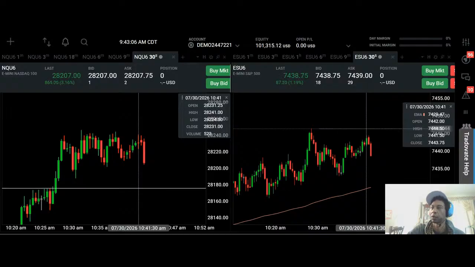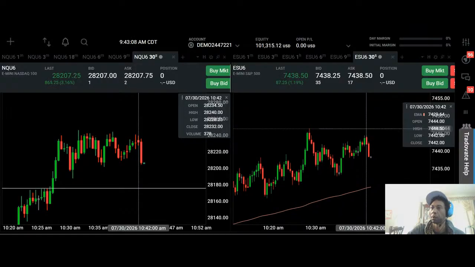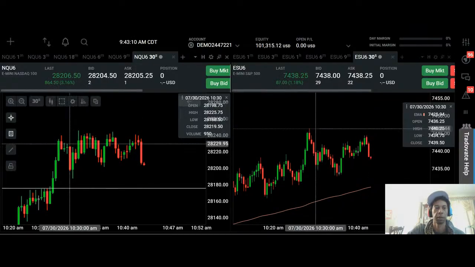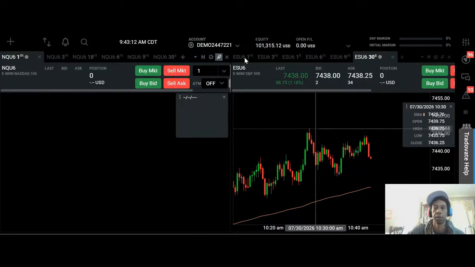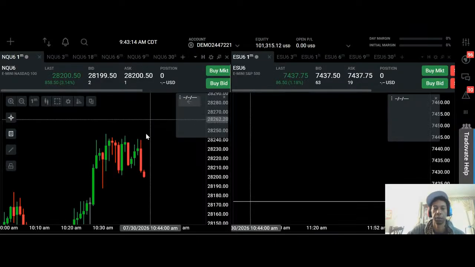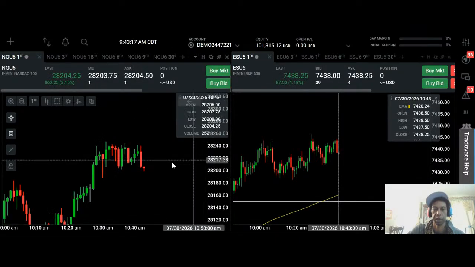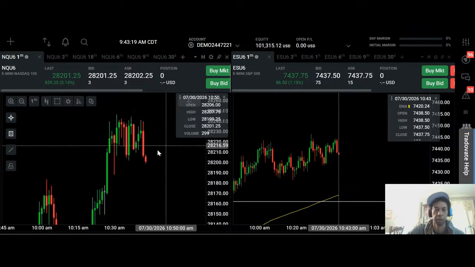Yeah, there. Here we go. This is what we're looking for. Let's go. Drop that down. We're going to the 1 minute. I'm going to look for the pattern itself, but I'm waiting for this change in state. I need a wick below here.